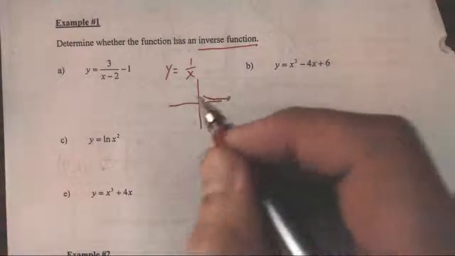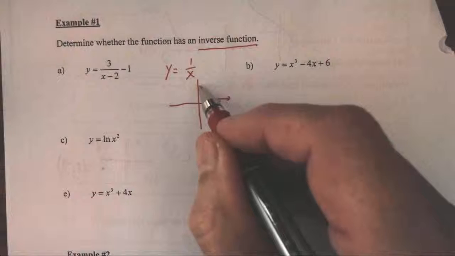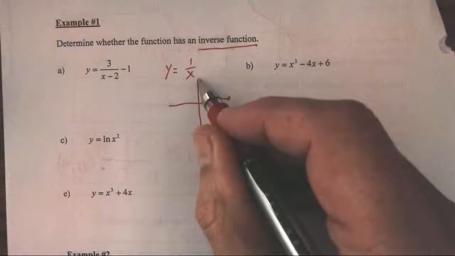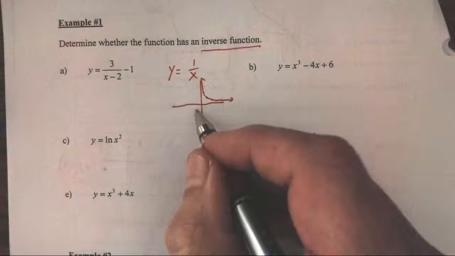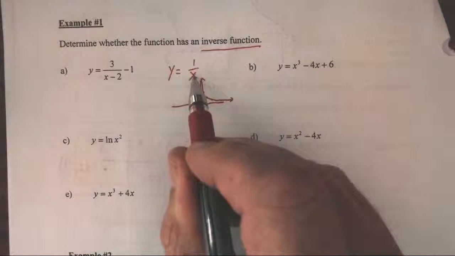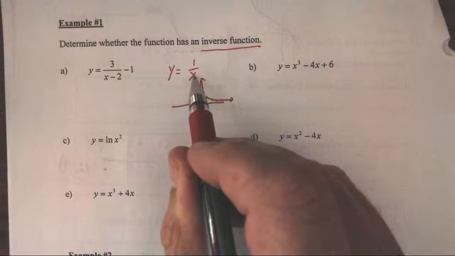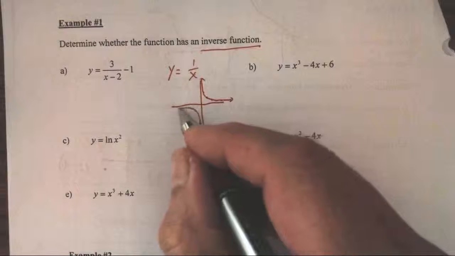Getting sucked into this asymptote. Put in a half, get out 2, put in a third, get out 3, 4, 5. X can't be 0. Put in -1, get out -1. In fact, this is an odd function because if I put in -x, I get the opposite of 1 on x. So it's symmetric about the origin.